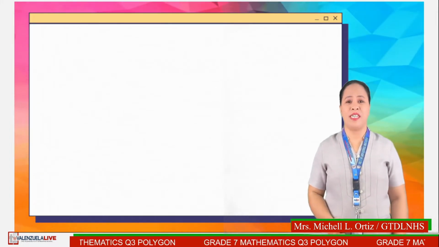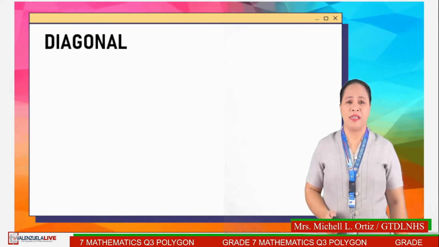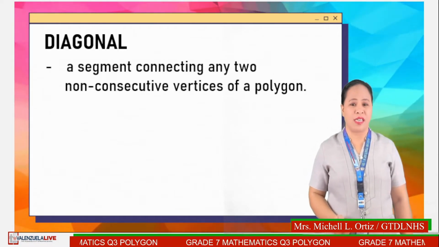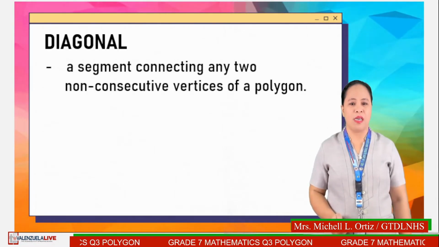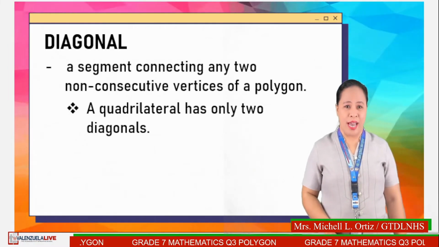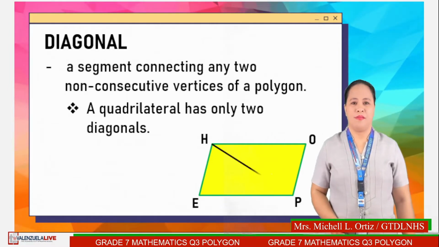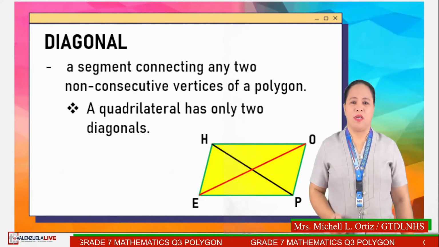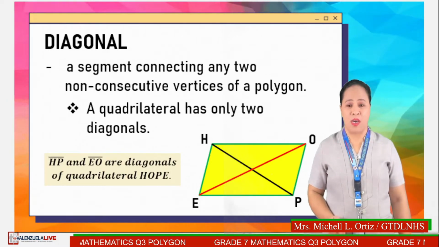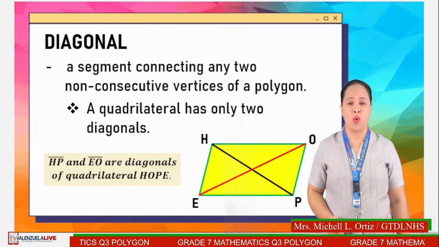Let us now proceed with diagonal. A diagonal is a segment connecting any two non-consecutive vertices of a polygon. A quadrilateral has only 2 diagonals. Segment HP and segment EO are diagonals of quadrilateral HOPE.